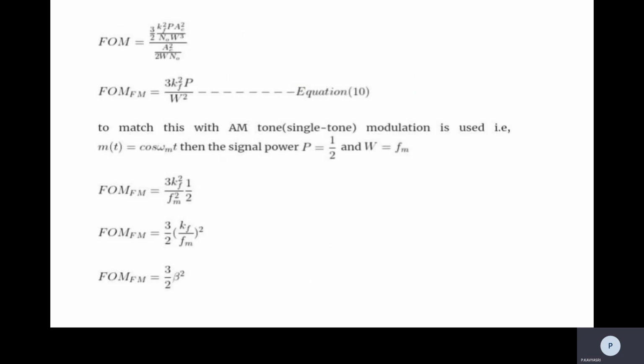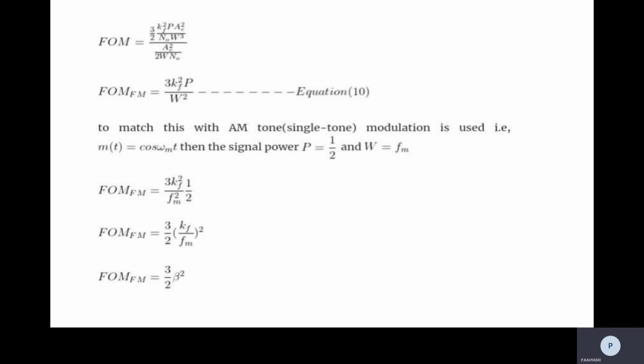By substituting, FOM, the figure of merit, is equal to 3 K_f squared P A_C squared by 2 N naught W cubed, divided by A_C squared by 2 W N naught. Then by cancelling the terms, it becomes 3 K_f squared P by W squared. To match this with AM modulation, we can use m(t) cos omega t. Then the signal power P is equal to 1 by 2 and W is equal to f_m. So the figure of merit of an FM signal can be written as 3 K_f squared by f_m squared into 1 by 2.